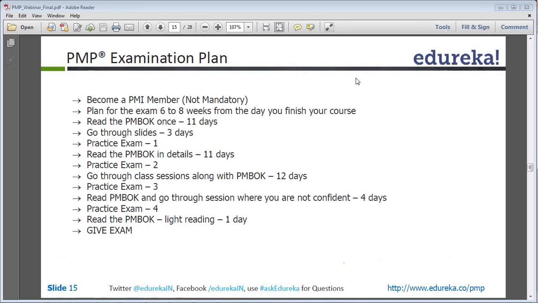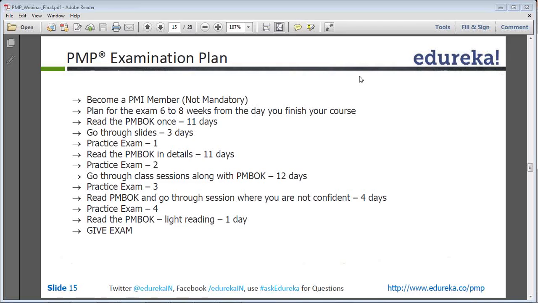So once you go through these class sessions, you again do a practice exam and read the PMBOK again, but this time you go through only the areas which you find difficult. Do a practice exam, and on the day before the exam, read the PMBOK, light reading, and then you give the exam.